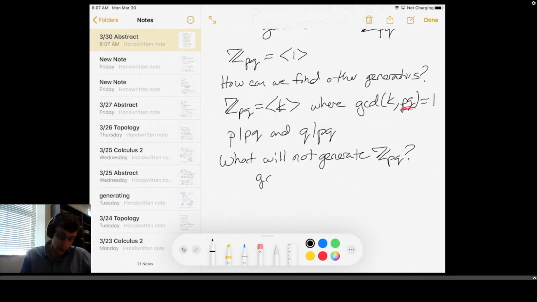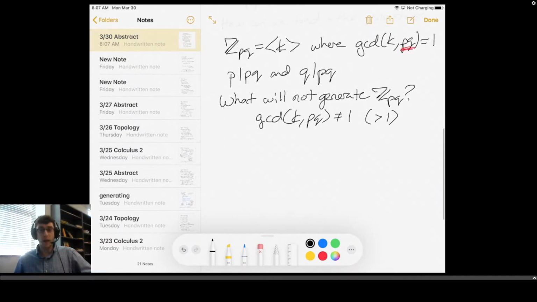So, just from what we have above, if the GCD is not 1, if it's greater than 1, can you figure out when that's going to be the case? Multiples of P and multiples of Q. Yeah, exactly. P and Q are a couple of those, but it's more than just that.